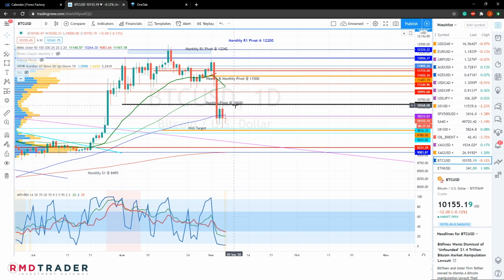And of course, if we want to see anything above 10,600 again, we need to obviously close above it. And that will then take us back towards 11,250, followed by 11,500.